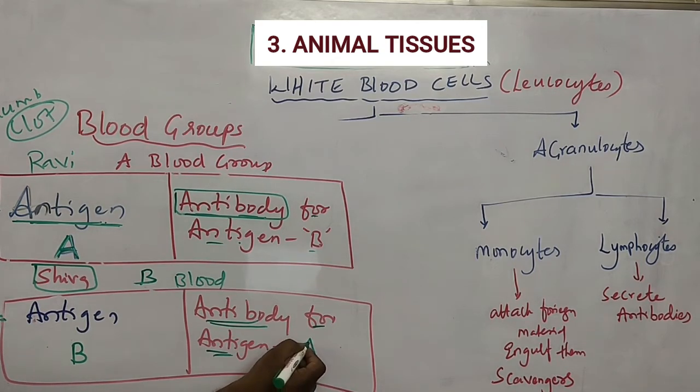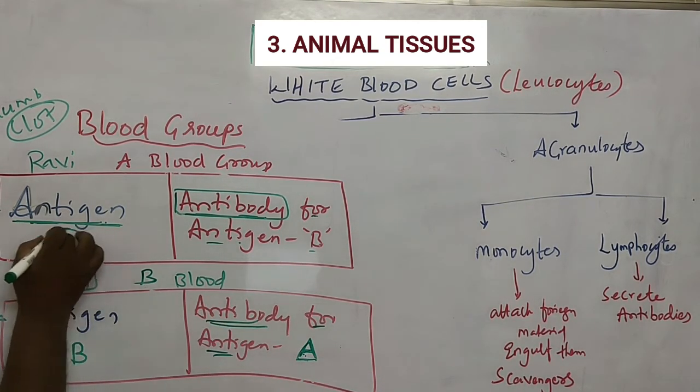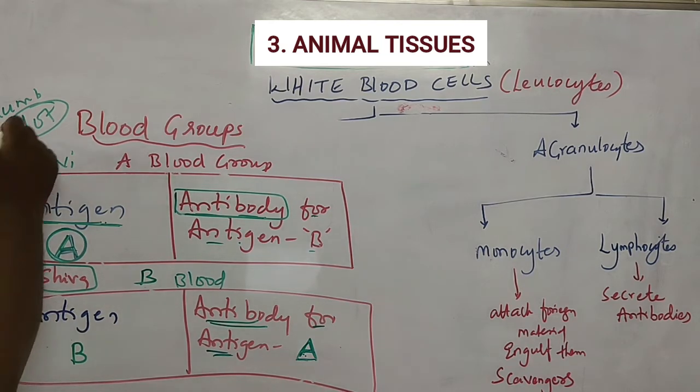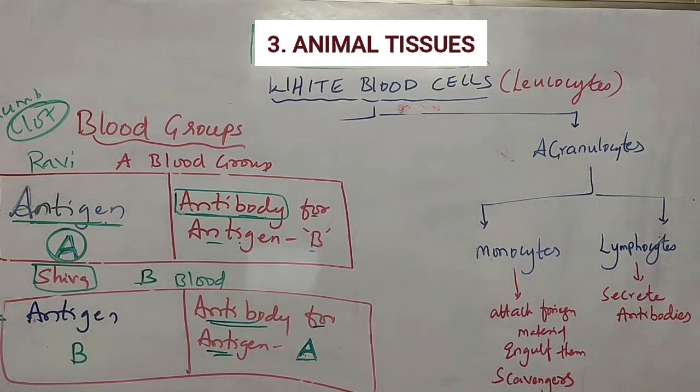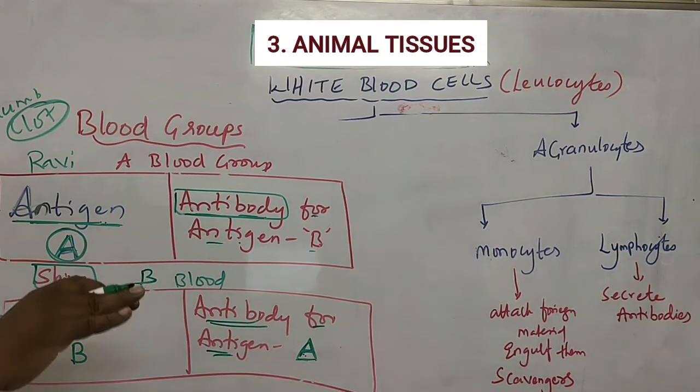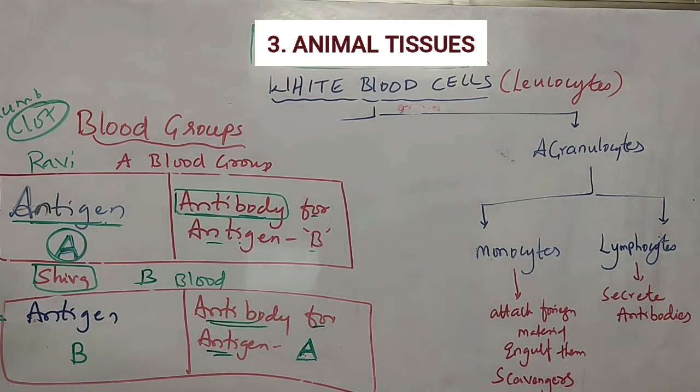Immediately these antibodies will start fighting with the antigen A, and within no time what happens? Clots will be formed, and immediately the person will die, because the blood flow will be interrupted. There will be no proper blood flow, and within no time he will die. That's why everybody cannot give blood to everybody. So A blood group can give blood to A, B can give blood to B, but A cannot give blood to B, or B cannot give blood to A. Now there is a difference.